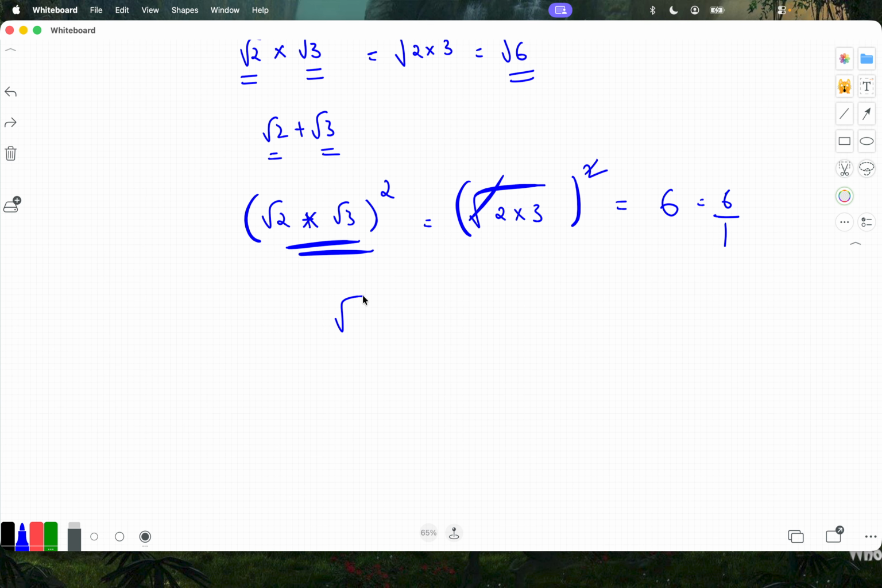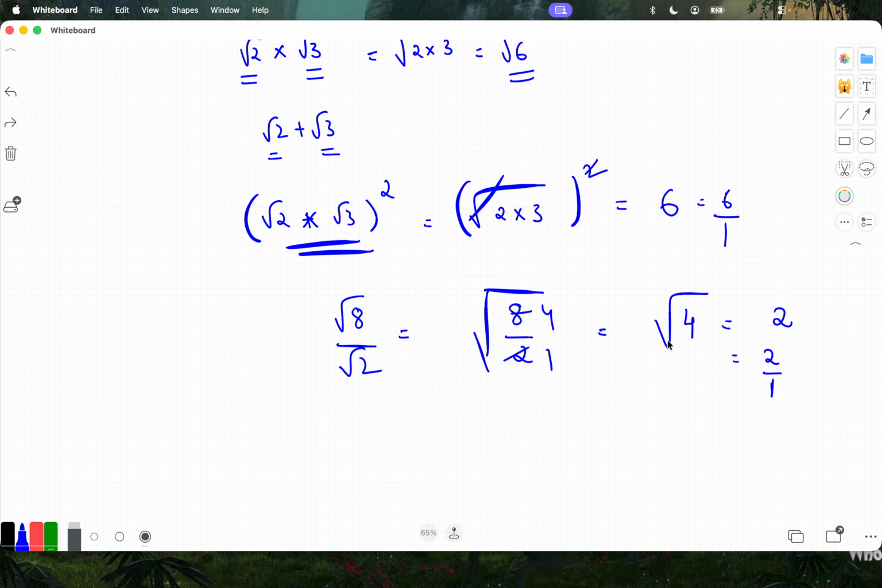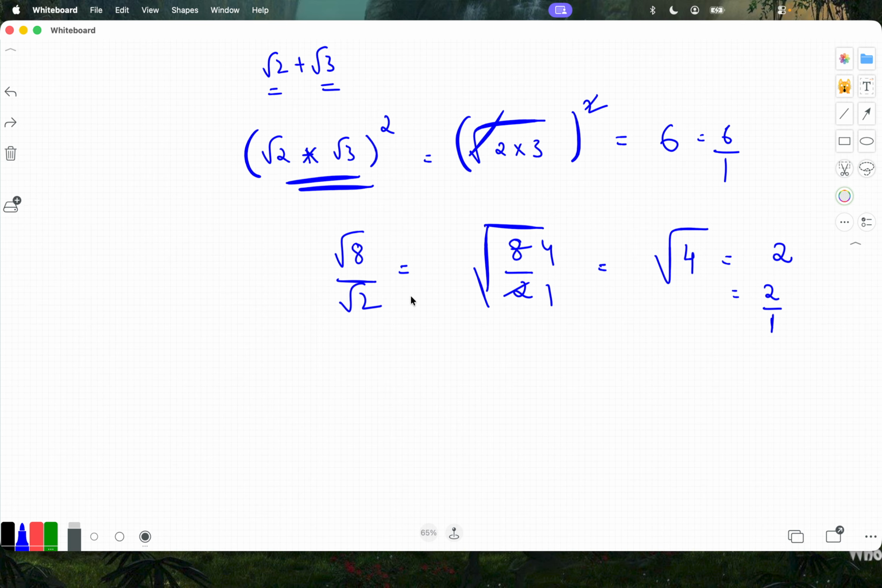Okay, similarly root 8 by root 2. You can write it as square root of 8 by 2. So 2 ones are 2, 2 fours are 8, so square root of 4. What is square root of 4? That is 2. This can be written as 2 by 1. Since you can write it as 2 by 1, that is a by b form, root 8 by root 2 is a rational number.